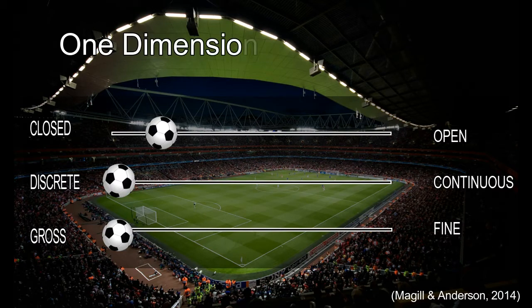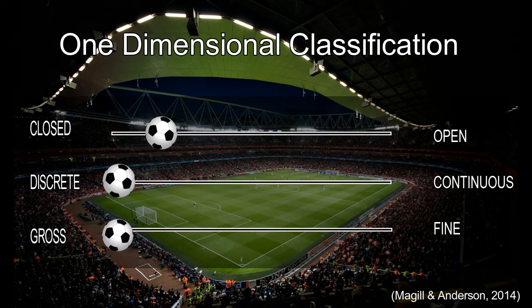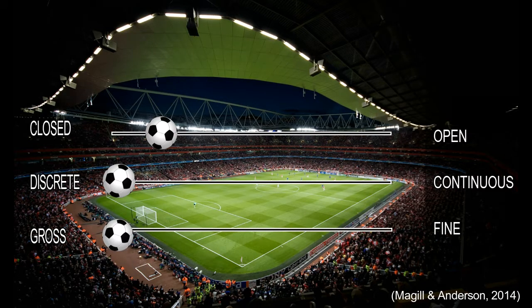A penalty kick is classified as a discrete gross motor skill. It has a distinct start and finishing point and is an action using large muscle groups. It is mainly classified as a closed skill with the exception of the goalkeeper, as the goalkeeper, while not changing the action, can also alter the outcome of the kick.